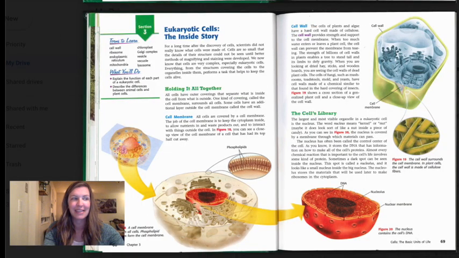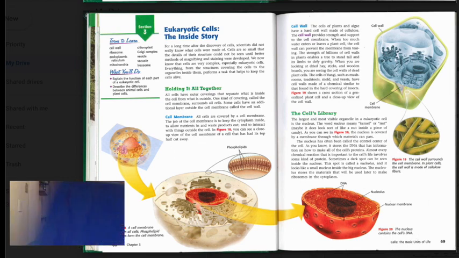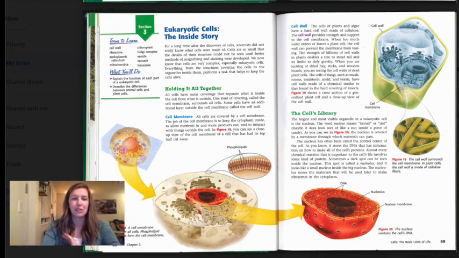We finally made it to section three. So section three is all about eukaryotic cells. There are some terms to learn: cell wall, ribosomes, endoplasmic reticulum, which is very fun to say, mitochondria, powerhouse of the cell, chloroplast, Golgi complex, vesicle, vacuole, and lysosomes.